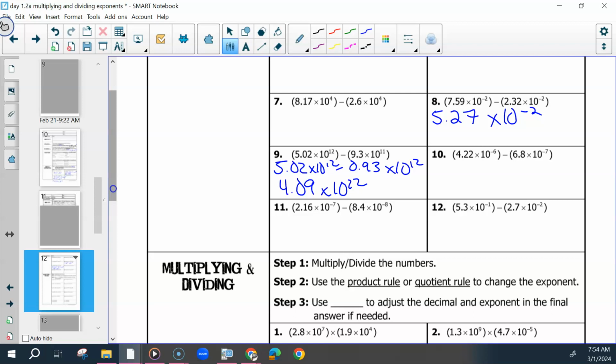Is that 22? Which one? No, it's supposed to be 12. My one was really big for some reason. Alright, when you say it has to be in scientific notation, you mean the number before the decimal place has to be a digit between 1 and 10.